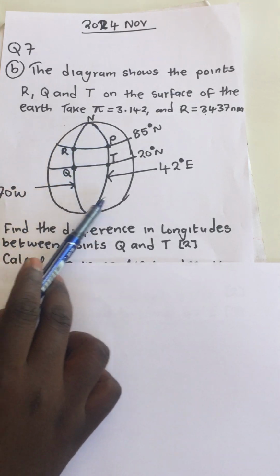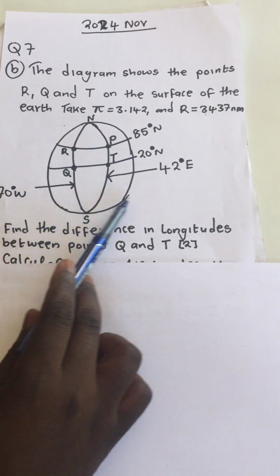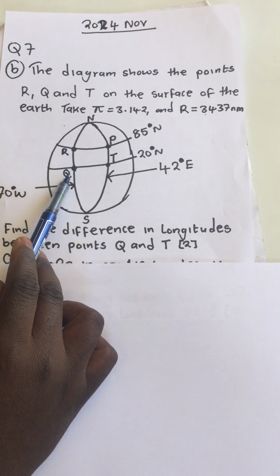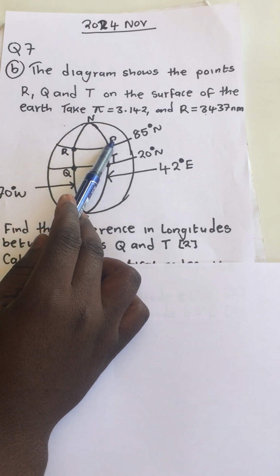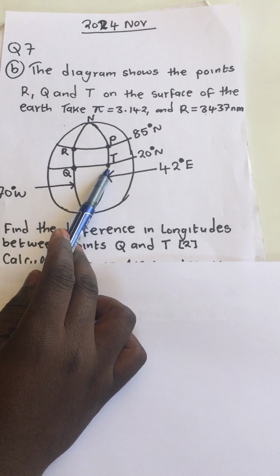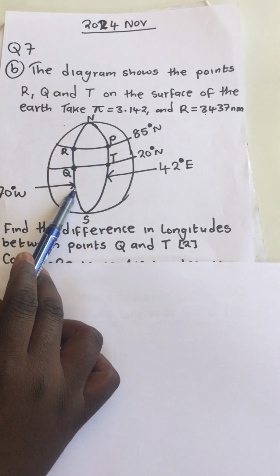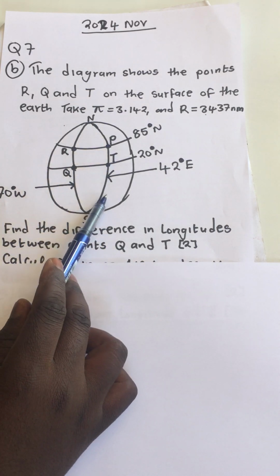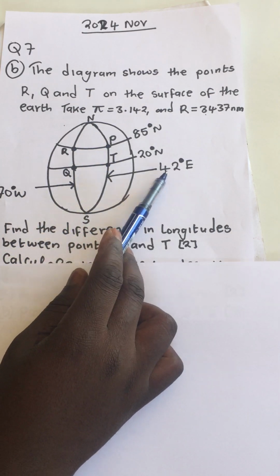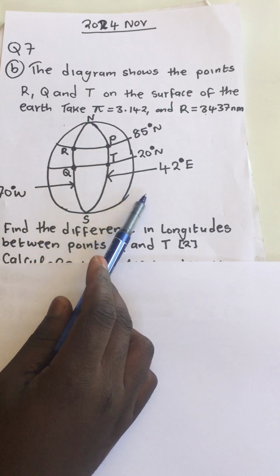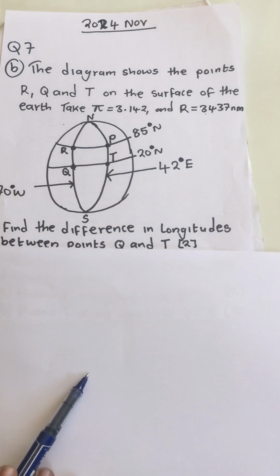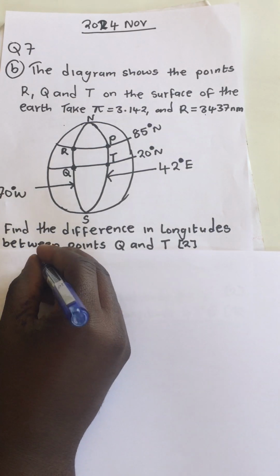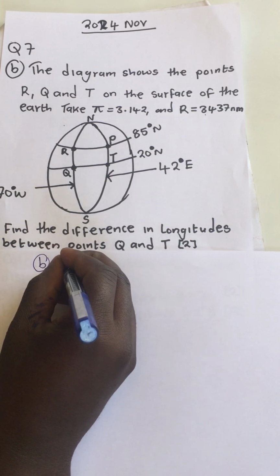And this is the Earth, and you have been given the information, which is R here, Q it's here, P it's here, T it's here. You have got the longitudes, which is 70 degrees west, the longitude this side 42 degrees east. And the question demands us to find the first answer, which is B1.